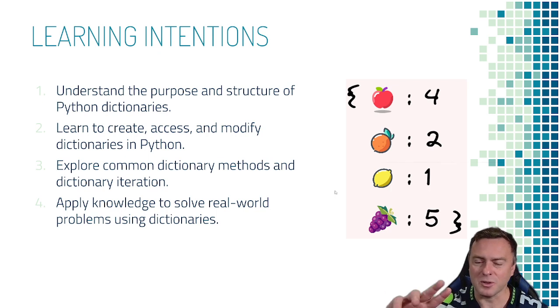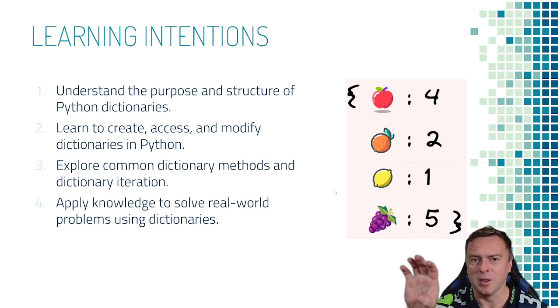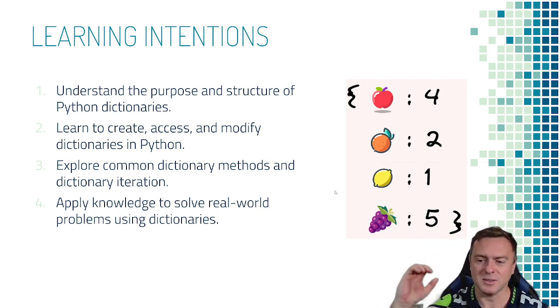So on the right here, you'll see a really rough dictionary. You use curly brackets to signify that it's a dictionary, and then the key value pairs that you see there are separated by little colons.